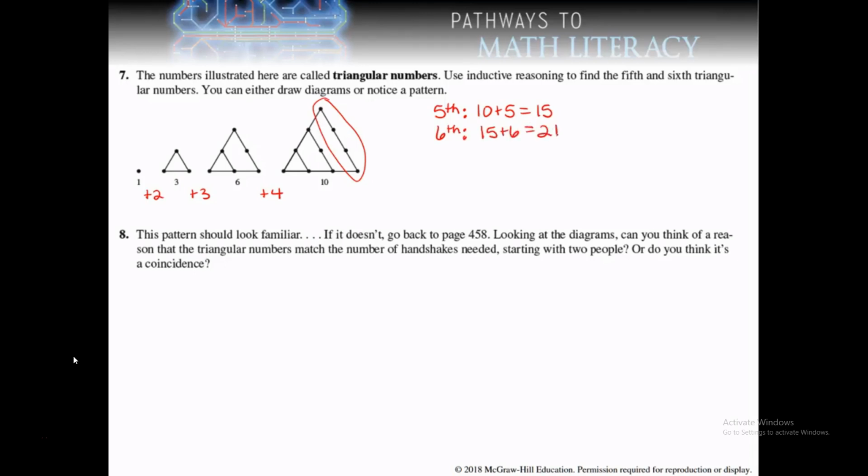In 8, it says these numbers should look familiar. These were the same as the handshakes for the 9 Supreme Court justices. And the question is, why would they be the same? Is it a coincidence? And it's not.